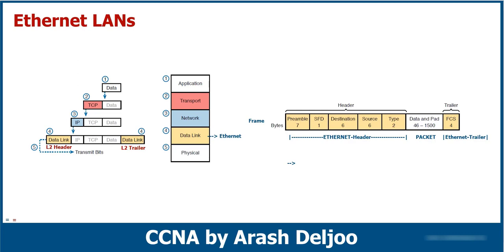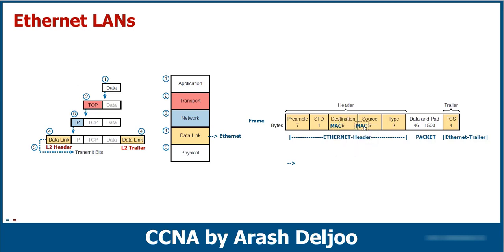What is the function of the address? You know that we are using addresses for identifying the receiver and also the sender of this frame. As you can see here, we have two parts for address. This is the destination address. Let me say this is the destination MAC address, and after that we have the source MAC address.